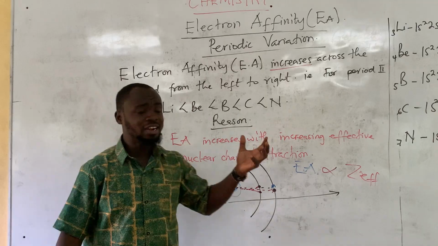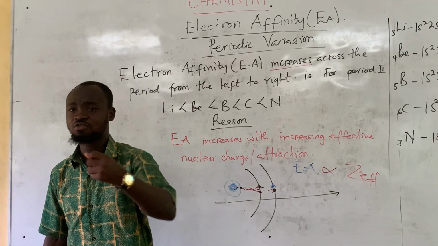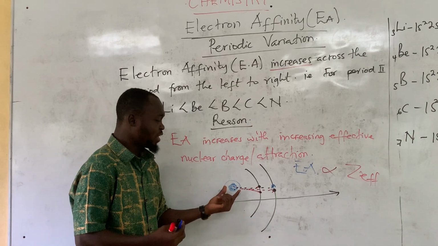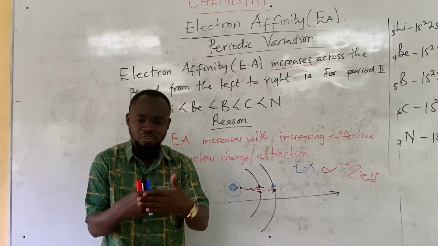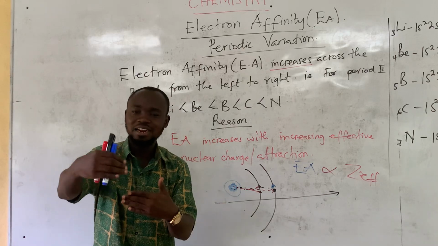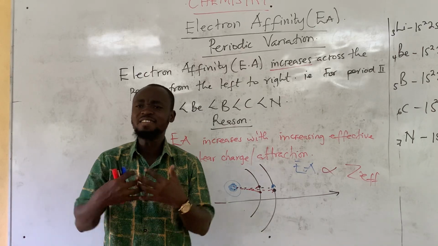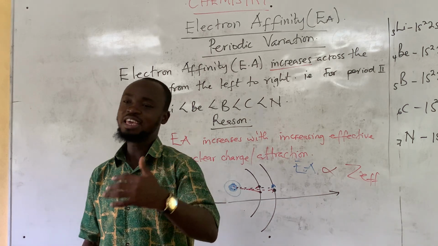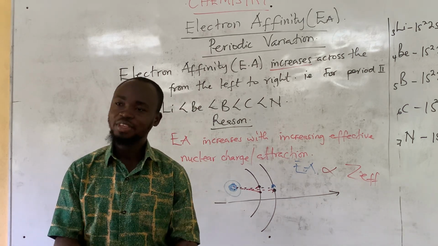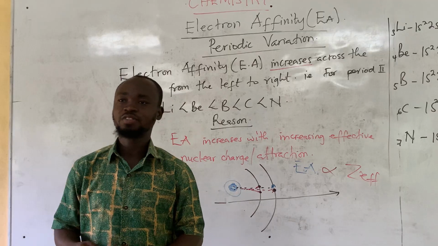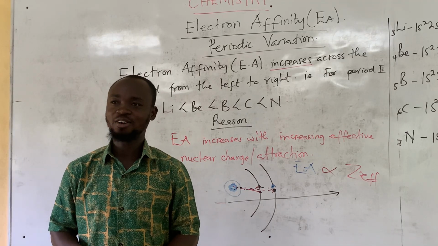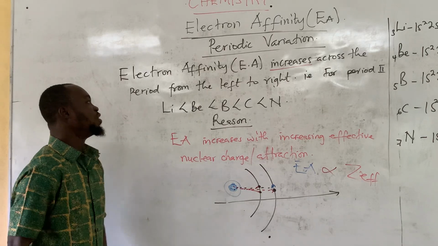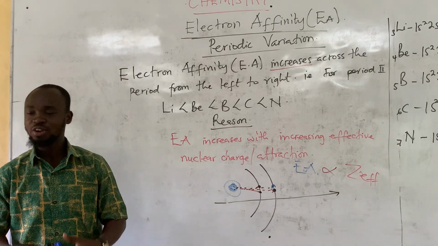So across the period, attraction for the valence electrons is very high. So the distance between the protons and the valence electron becomes very small. The moment you add an additional electron, it becomes very easy for the proton attraction to accommodate that added electron in the atom's shell, or the shell in which the electron is being added. Is that okay? So electron affinity gradually increases across the period from the left-hand side to the right-hand side.